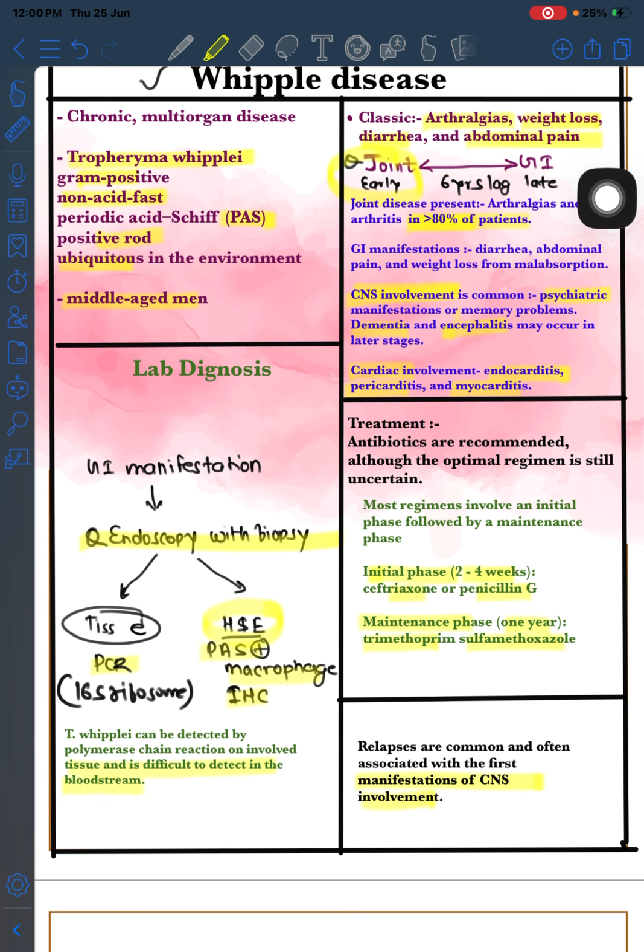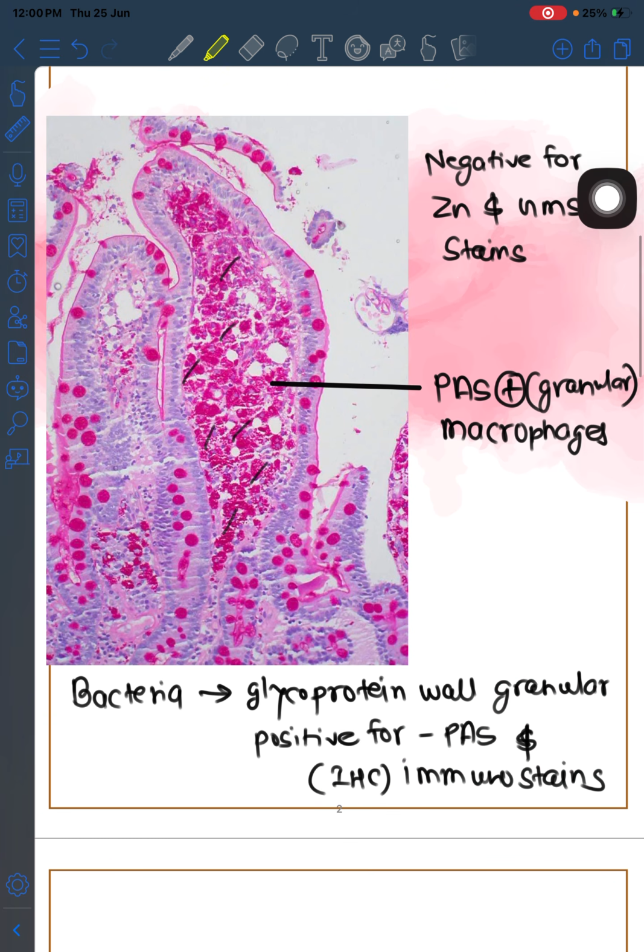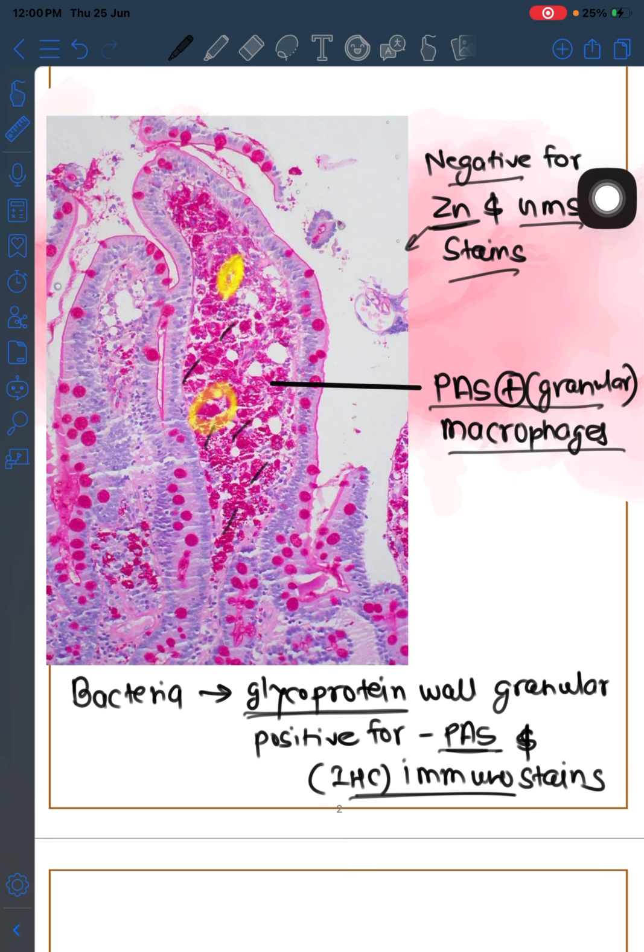But when you see an HE stain or PAS stain, these look like this. There are many macrophages filled with PAS-positive granules of Tropheryma whipplei. These are PAS-positive granule-filled macrophages, because there is a glycoprotein present on the wall of the Tropheryma whipplei, which is positive for PAS, and immunohistochemistry is always positive for Tropheryma whipplei. They are always negative for AFB stain and GMS stain, because AFB stain is positive for TB and GMS stain is positive for fungal infection.